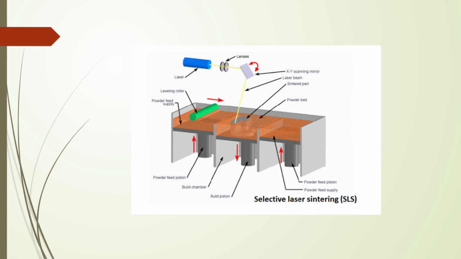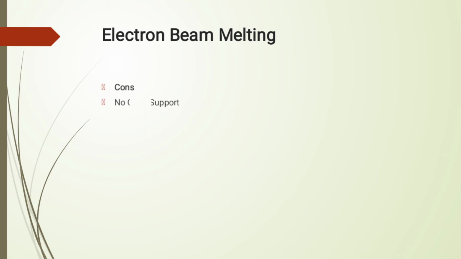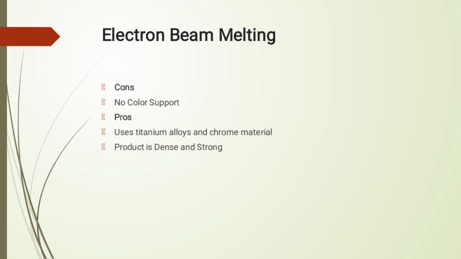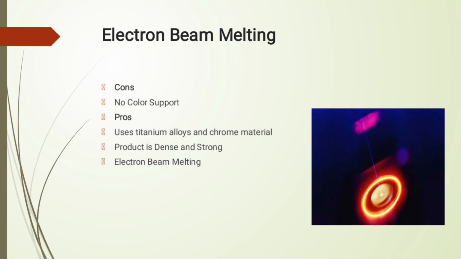As you can see, the selective laser sintering, SLS, cons and pros. Electron beam melting. Cons: no color support. Pros: uses titanium alloys and chrome material. Product is dense and strong.